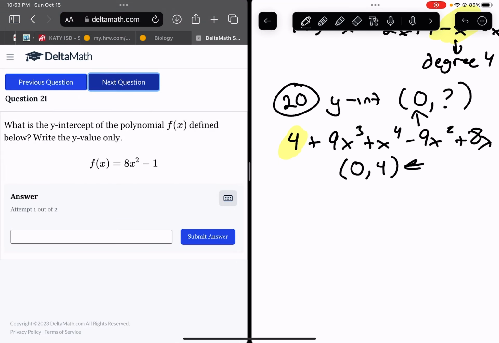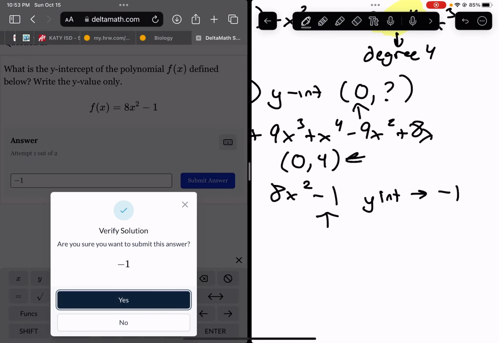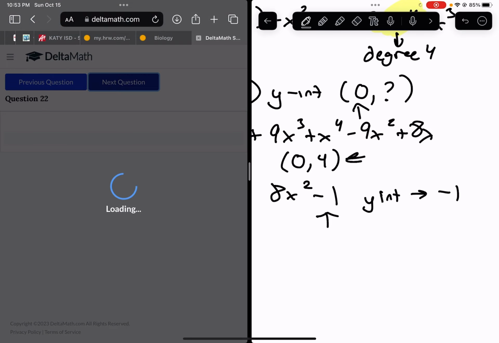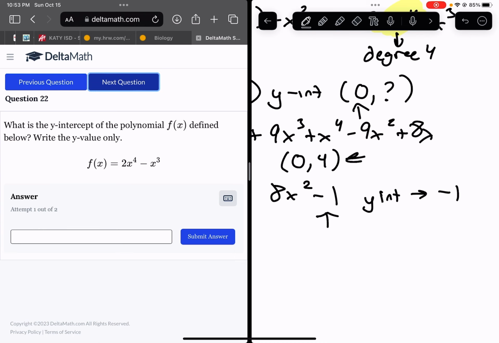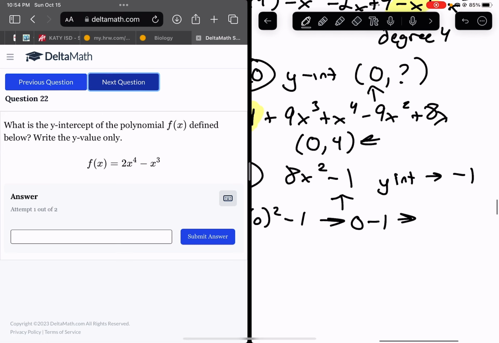All right. What would the y-intercept of this guy be? So this guy has no variable attached to him, so our y-intercept is going to be -1. And again, you get a y-intercept from plugging in 0 for x. So it logically makes sense, right? If I were to plug in a 0 for x, I would have 8 times 0 squared minus 1, which gives me 0 minus 1, which gives me a minus 1. That's why you always end up with whatever your constant term is.